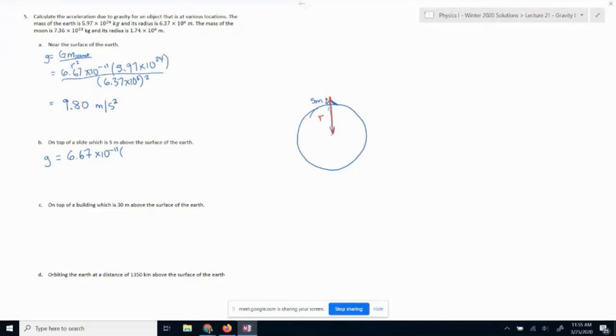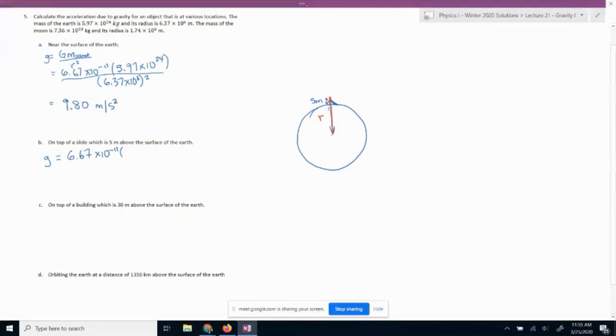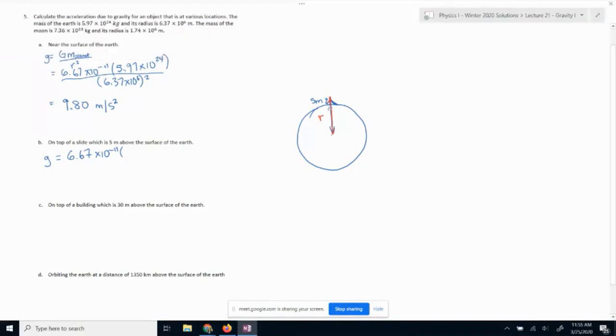So what would we put down for the r value? R plus 5 meters. Yeah, good. So this is still the mass, 5.97 times 10 to the 24. And then on the bottom, we have the radius of the Earth, which is 6.37 times 10 to the 6 plus 5, and then all of that is squared. Now, is that 5 going to make a significant difference? Not a significant difference.